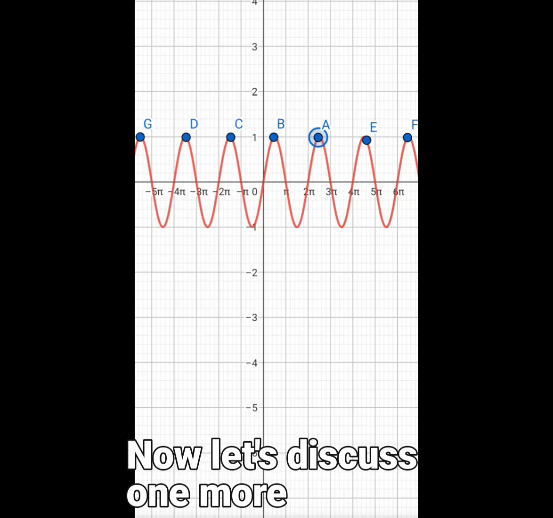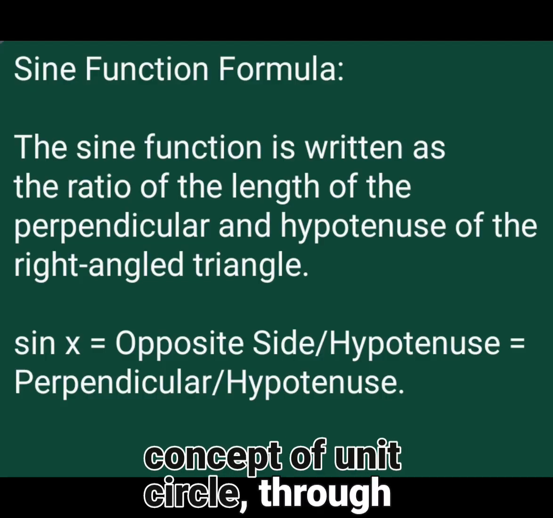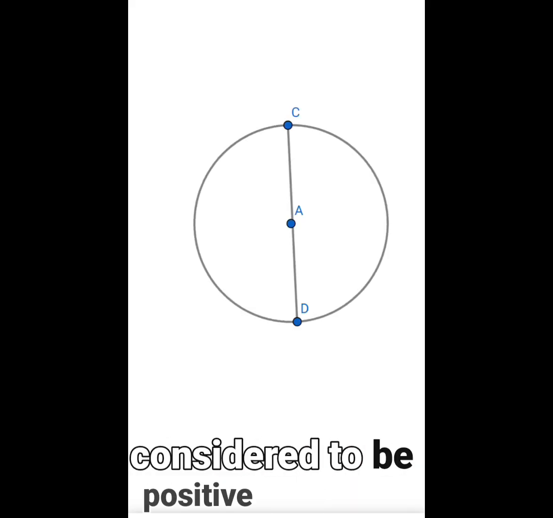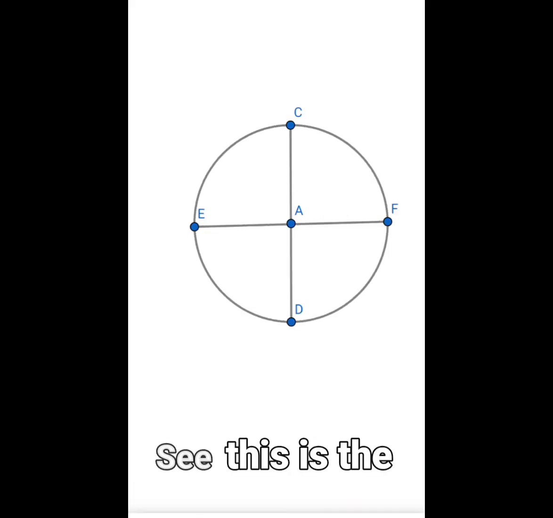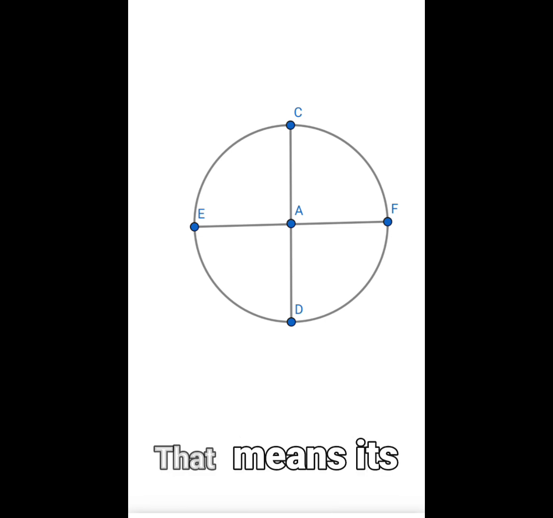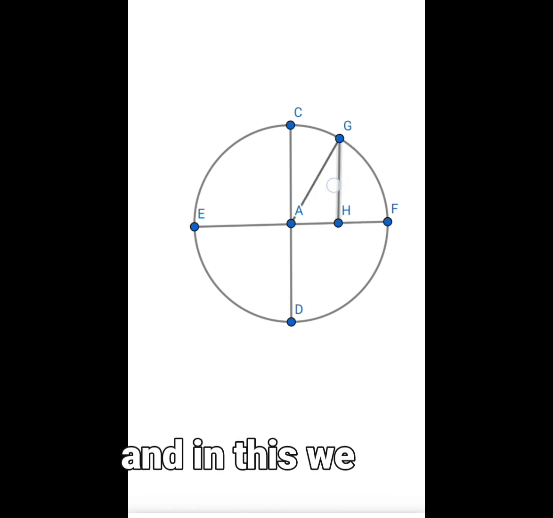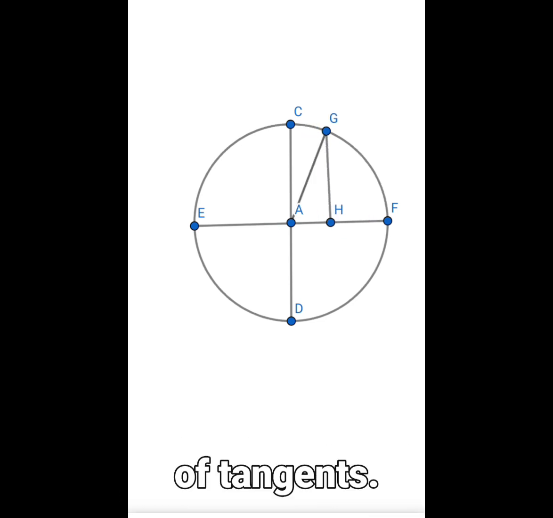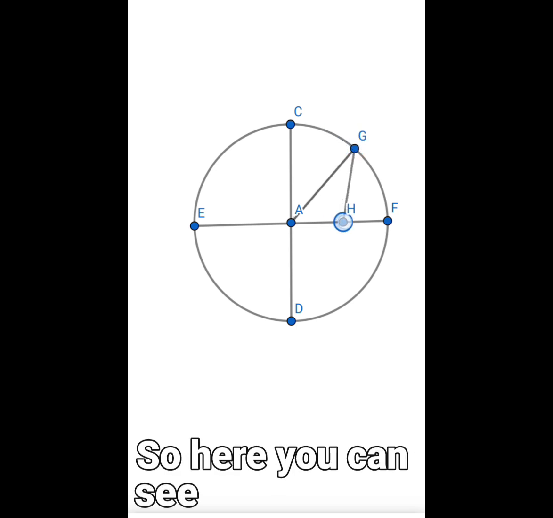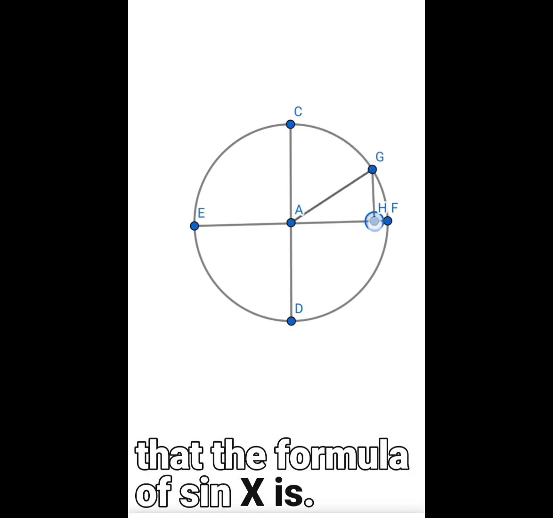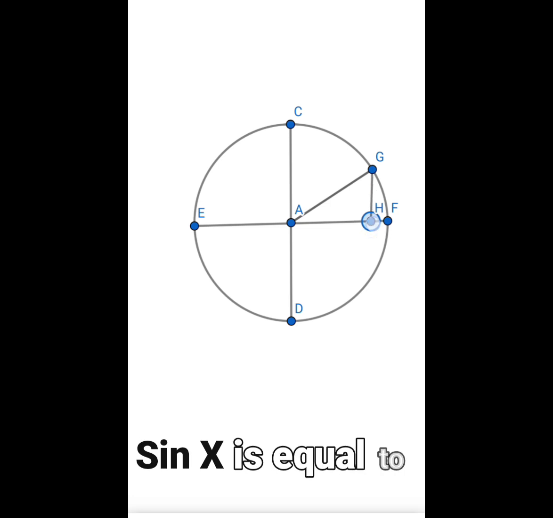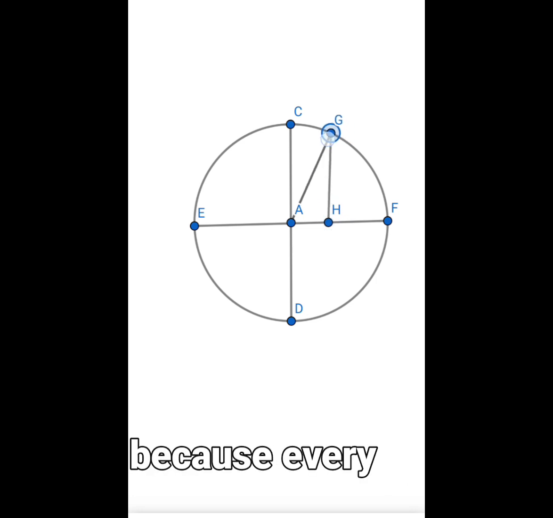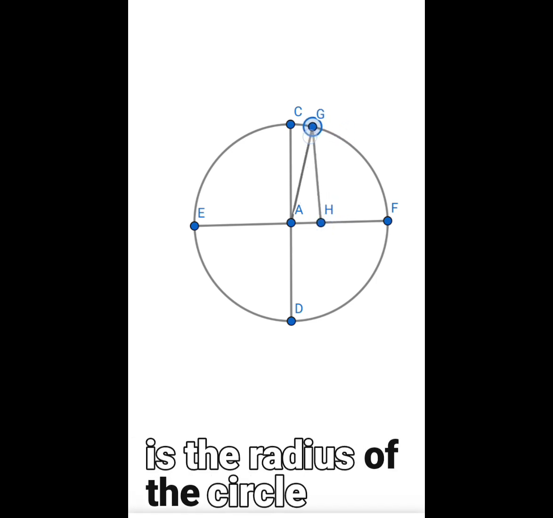Now let's discuss one more interesting concept of unit circle, through which we will see why some values are considered to be positive and some values negative. See, this is the unit circle. That means its radius is 1. And in this we consider the right angle triangle to find out the values of trigonometric functions. So here you can see that the formula of sin x is equal to perpendicular upon hypotenuse. But hypotenuse we have considered 1 because every time hypotenuse is the radius of the circle, which is 1.